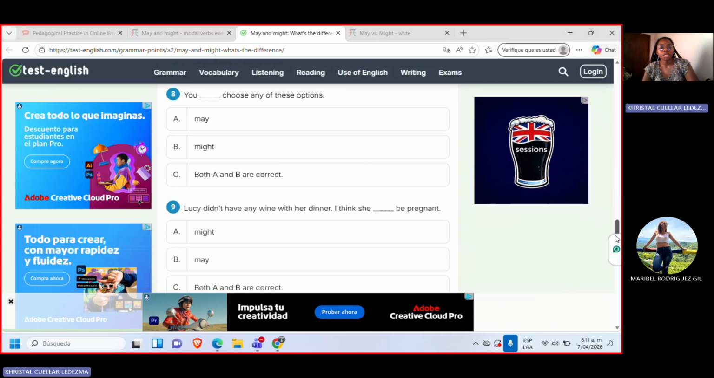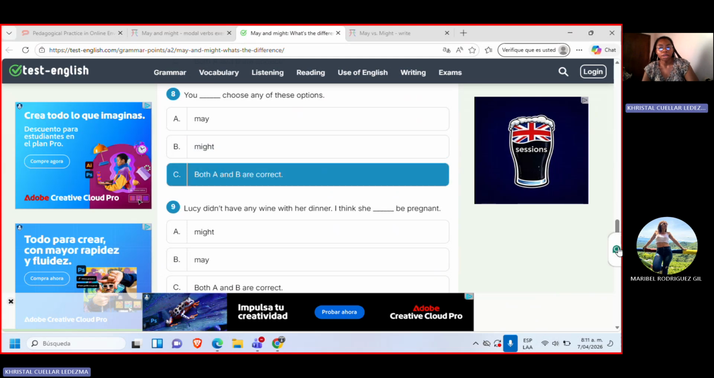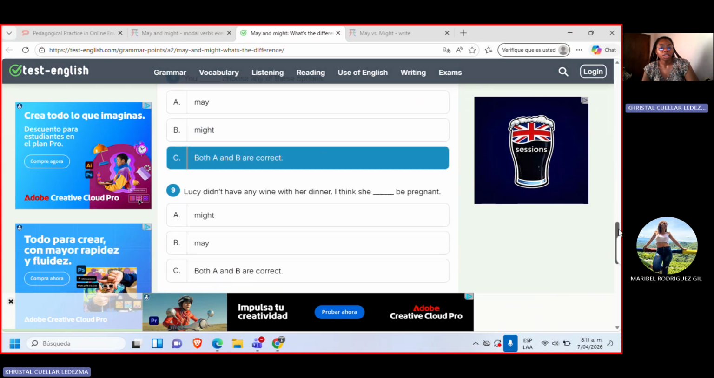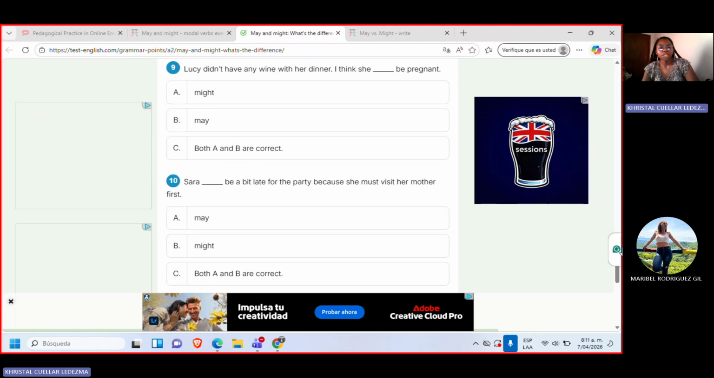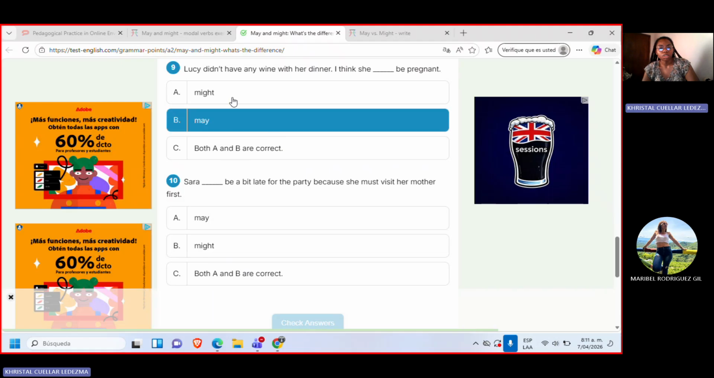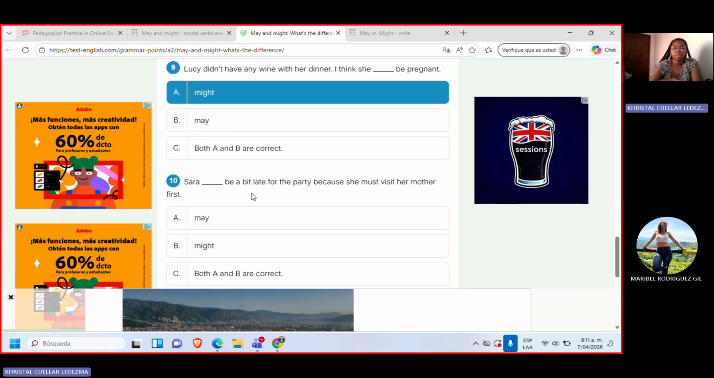You may choose any of these options. You might choose any of these options. I think both A and B are correct. Lucy didn't have any wine with her dinner. I think she may be pregnant. Or she might. Sarah may be a bit late for the party because she must visit her mother first. Sarah might.